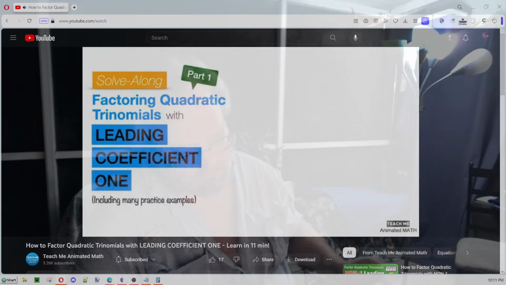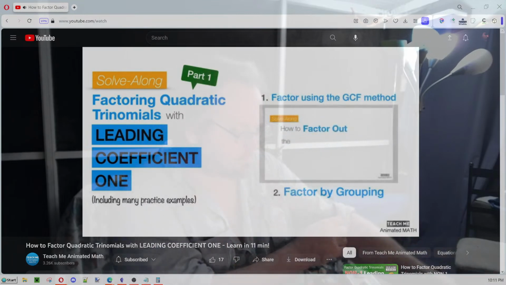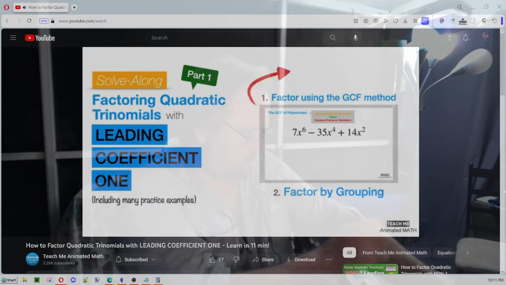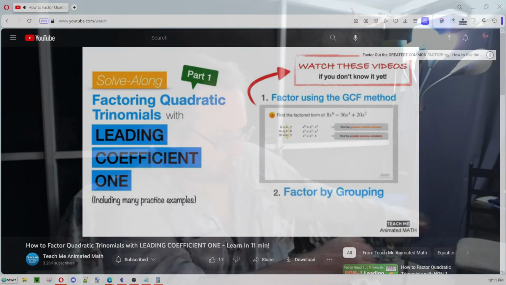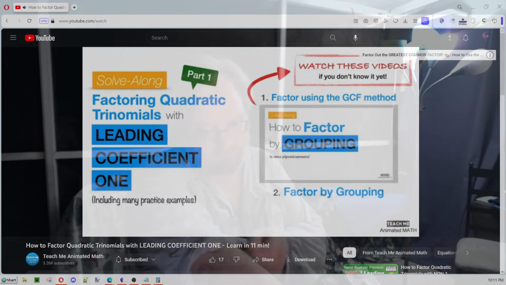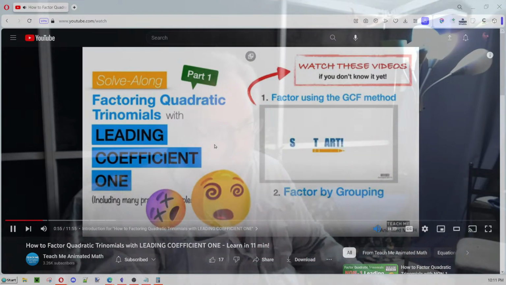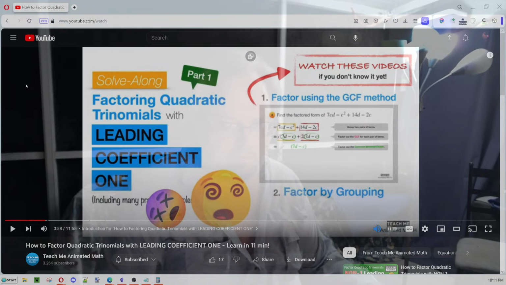At this point, you should already be comfortable with factoring polynomials using the GCF method and by grouping. So if you have no clue what they are, or if you haven't seen our videos for it yet, then be sure to click the I button, because if you don't have that knowledge, I can guarantee that you'll be making these facial expressions watching any video about factoring quadratic trinomials with leading coefficient 1.